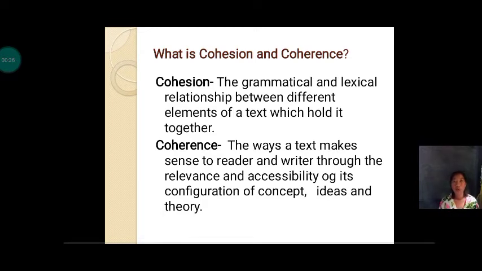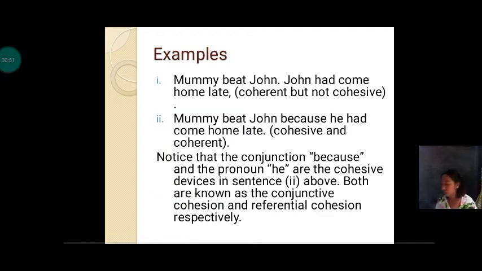So next, what is coherence? Coherence is the way the text makes sense to the reader and writer through the relevance and accessibility of its configuration of concept, idea, and theory. So let's proceed to the examples of cohesion and coherence.